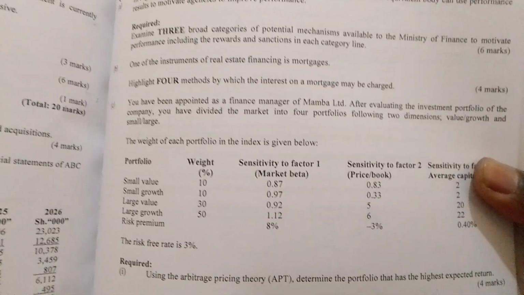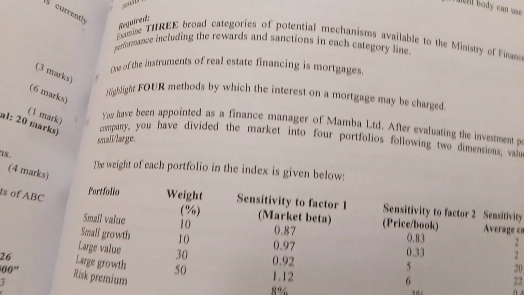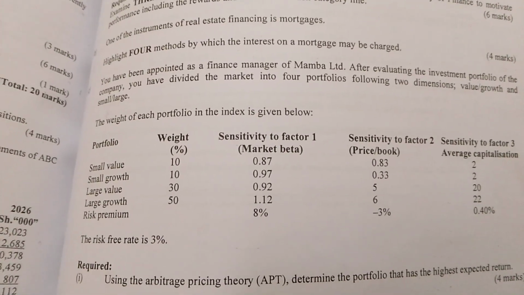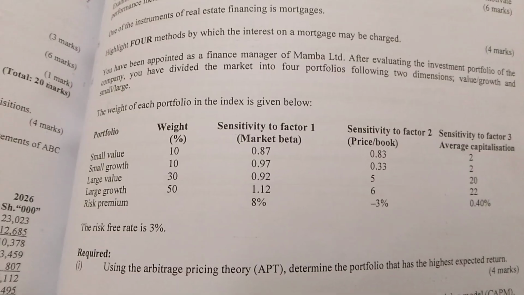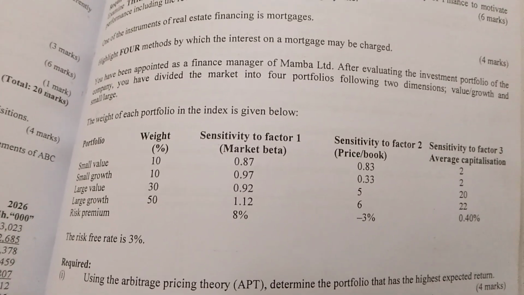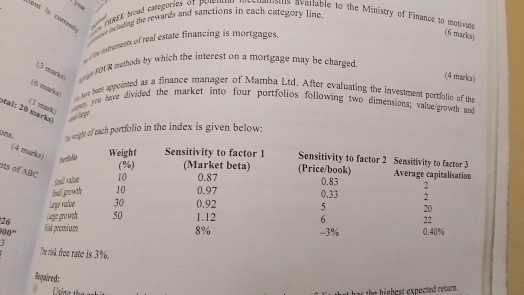Now if it is legible, read for yourself. You read for yourself how it looks like. Will it be legible? It should be. So you are given portfolios: small value, small growth, large value, large growth. The weights are 10, 10, 30, 50. Those are percentages.